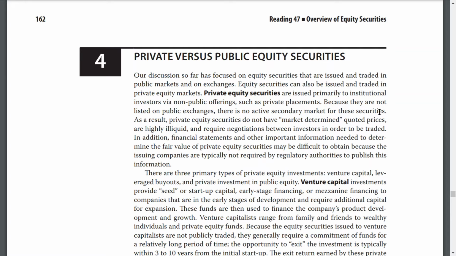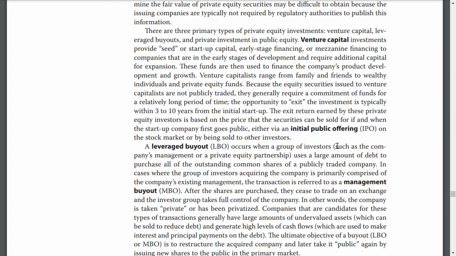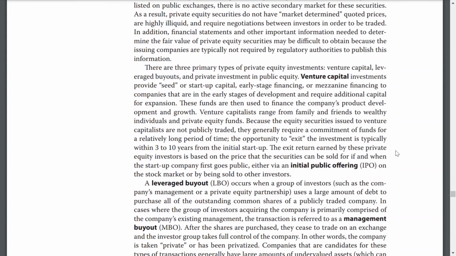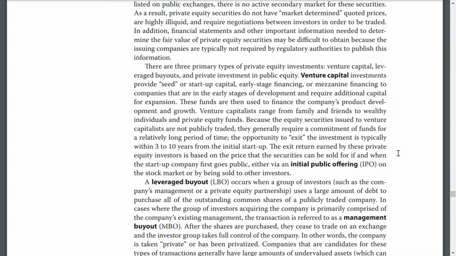There are three primary types of private equity investments: venture capital, leveraged buyouts, or LBOs, and private investment in public equity. Venture capital investments provide seed capital to start-up companies, early-stage financing, and mezzanine financing to companies that are in early stages.